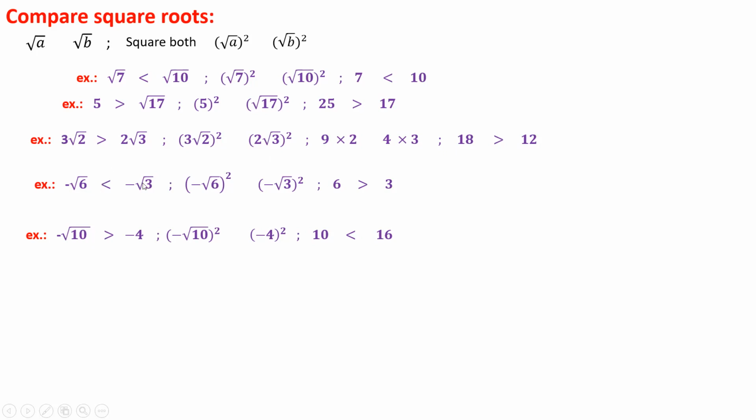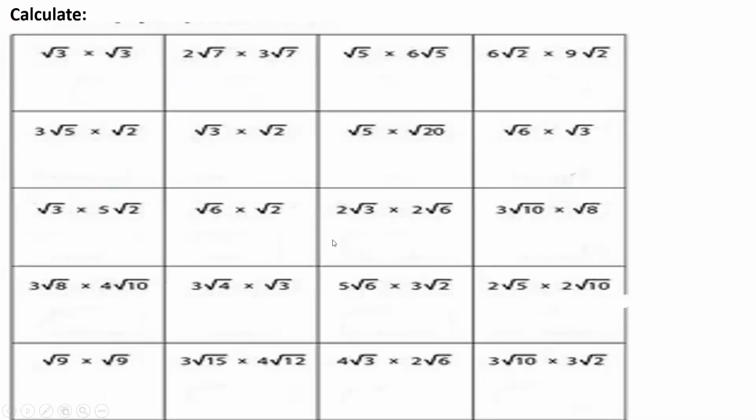Now comparing negative radicals, minus radical 6 and minus radical 3. I square both. I get negative radical 6 square and negative radical 3 square. Negative radical 6 square is 6, and negative radical 3 square is 3. Since 6 is greater than 3, in the negative, as we go further from 0, my number decreases. So minus radical 6 is less than minus radical 3, and this is another example.